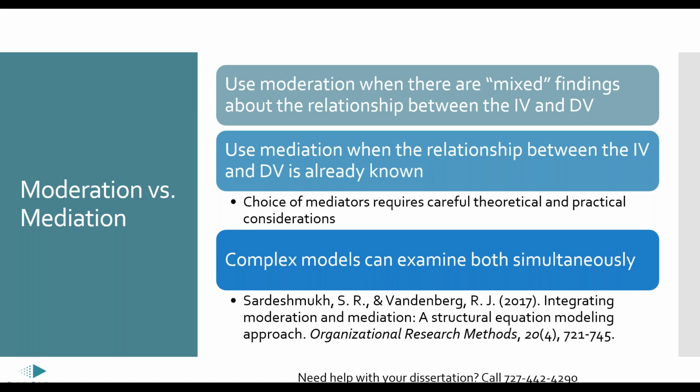Because if we go back to what moderation actually is, it tells us under what conditions a relationship exists between the independent and dependent variables. So if you can identify potential variables that may impact the relationship between the independent and dependent variable and help explain why the findings are mixed or inconsistent, you can help explain why some studies are finding a relationship while other studies aren't, if you can identify those potential moderators.